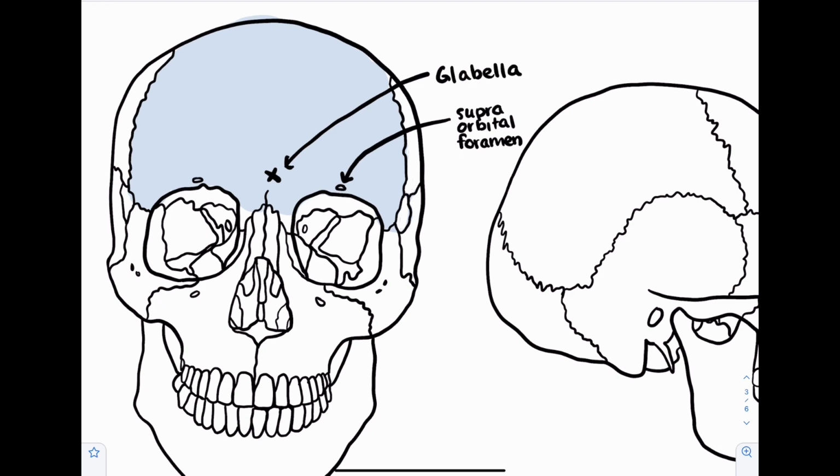We call this margin right here, this line where it starts to dip in, the supraorbital margin. So this is still the frontal bone. The frontal bone is one of the bones that is part of the eye socket. Let's actually look at the bones of the eye socket, because that is a common question, and I have a fun way of remembering the bones.